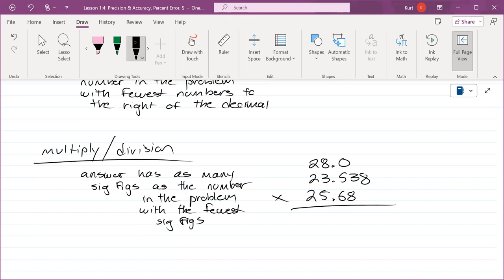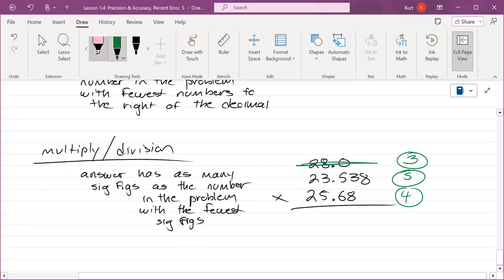Okay. How many sig figs does 28.0 have? Give me 20 seconds, I'll get you out of here. How many? 3. How about 23.538? 5. How about 25.68? How many sig figs will your answer have? Whoops, the answer is 3. You will have 3 there.